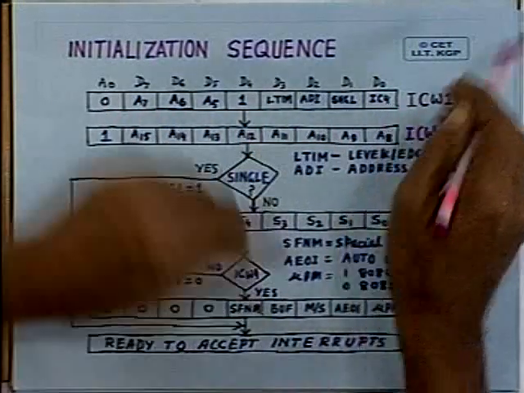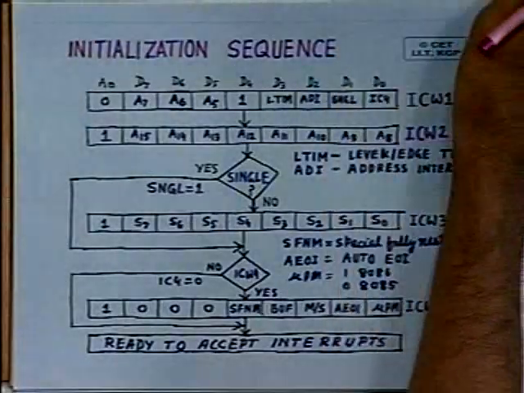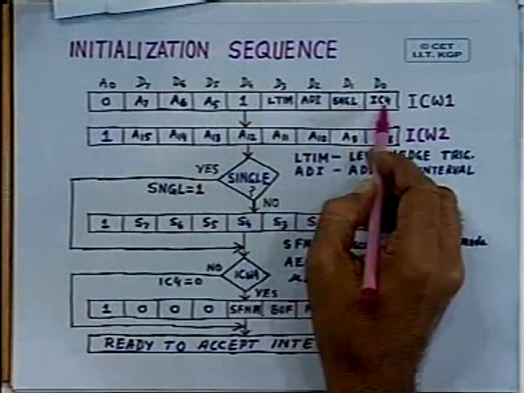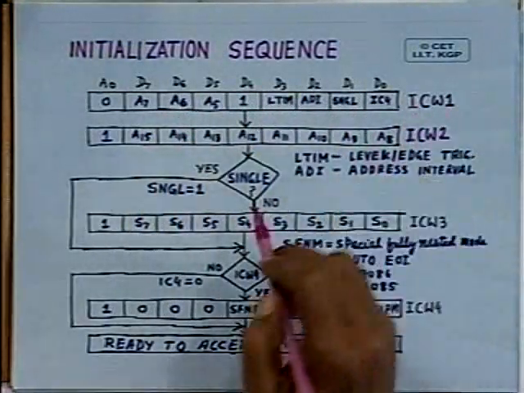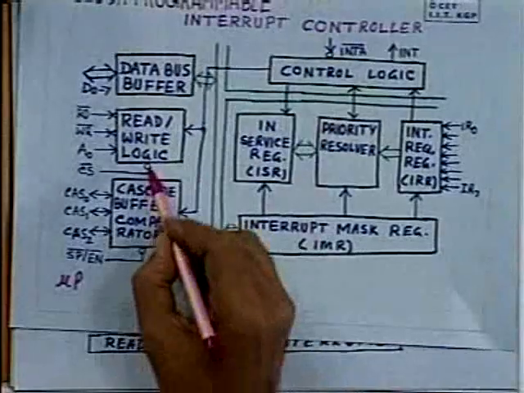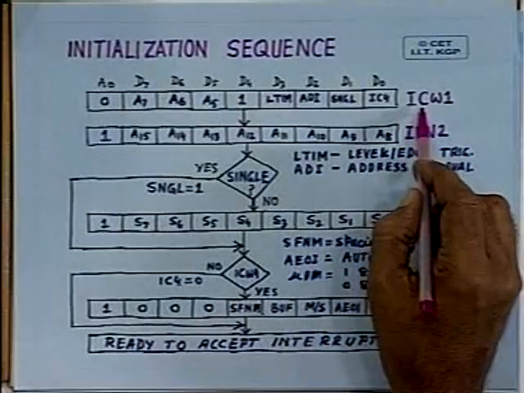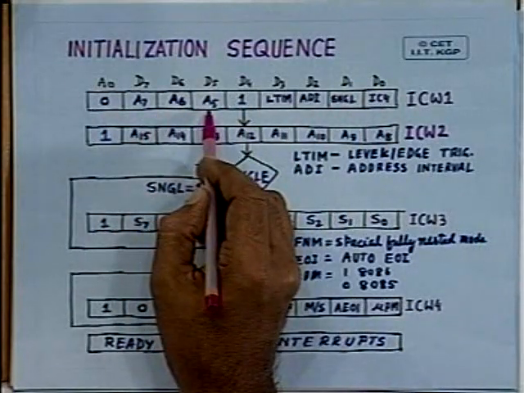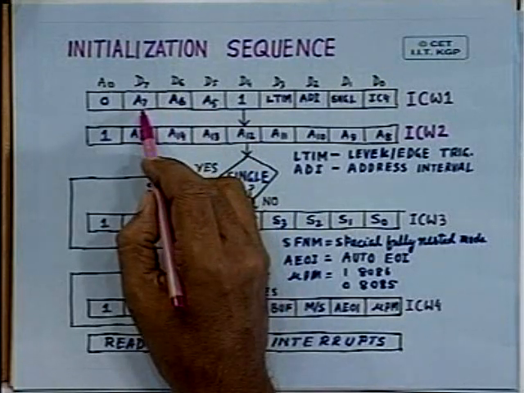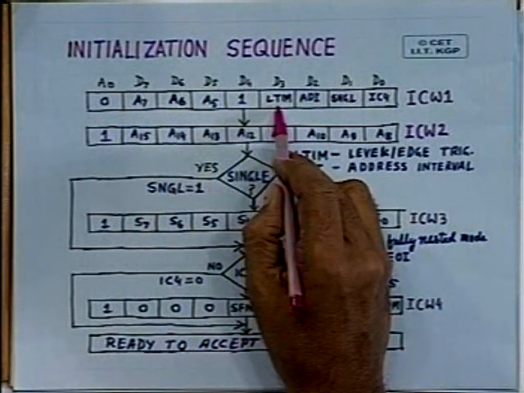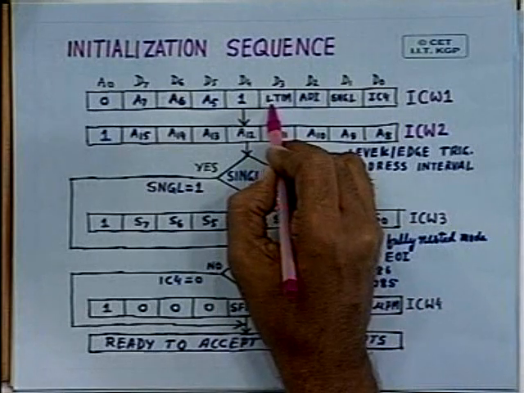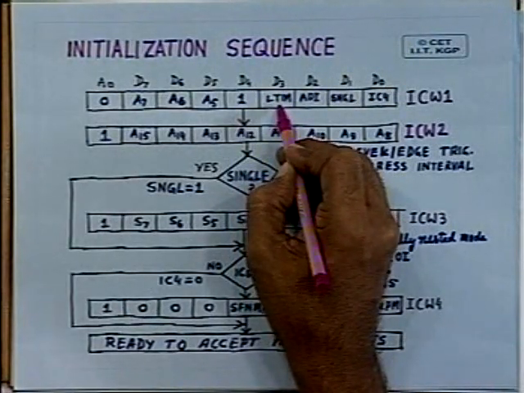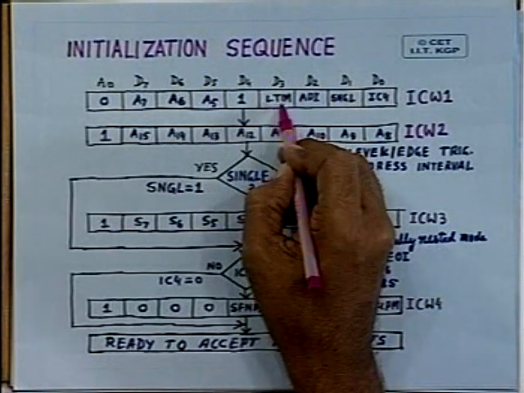To access this particular register, what has to be done? This bit, A0 bit, is shown here. A0 bit has to be 0. And these are the data values that you have to write into this register. Obviously, when chip select is 0 and this bit is 0, then it will go to that initialization command word. And what you are doing, you are writing into the register this information, the address A5, A6 and A7, and this bit is 1, this stands for level triggered input mode. That means whether the interrupt inputs will be level triggered or edge triggered can be set with the help of this. If this is 1, then it is level triggered, otherwise it is edge triggered.